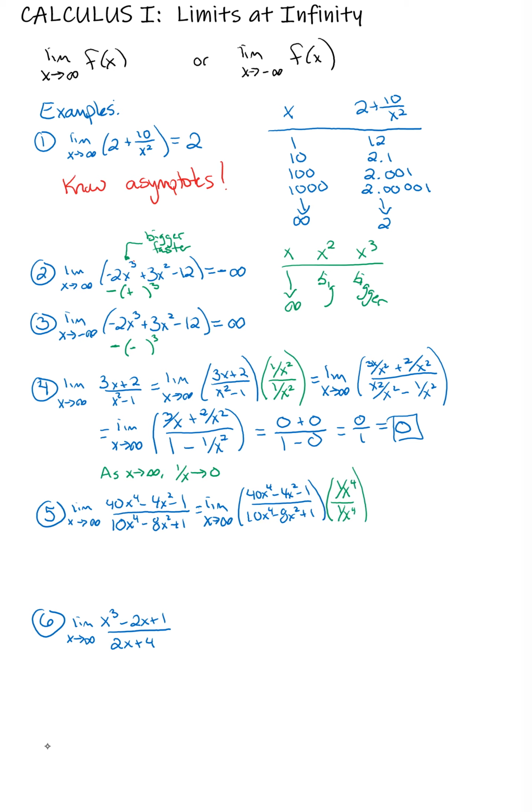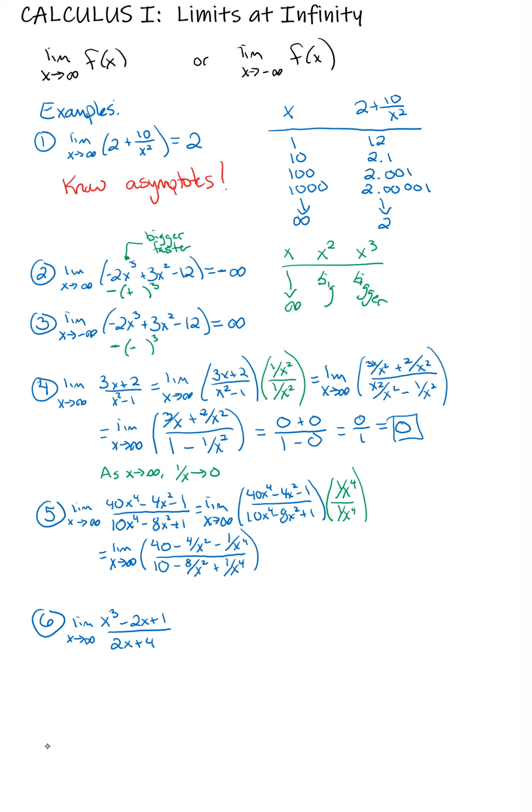Okay, now I'm going to go ahead and distribute and simplify at the same time. If you need to do it in 2 steps like we did in example 4, go right ahead. But if I distribute and simplify those, we get the limit as x goes to infinity of 40 minus 4 over x squared minus 1 over x to the 4th over, in the denominator, 10 minus 8 over x squared plus 1 over x to the 4th. Again, take your time with that. If you need to distribute and then reduce like we did in the previous example, go right ahead.